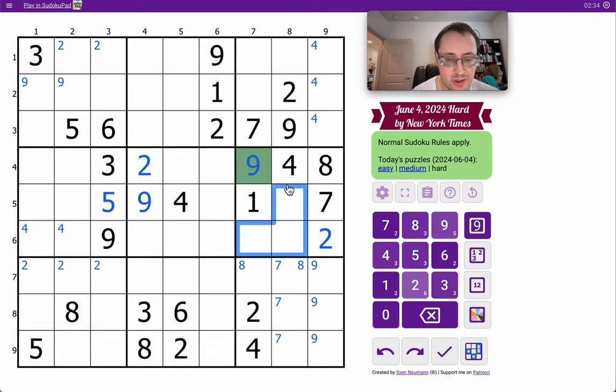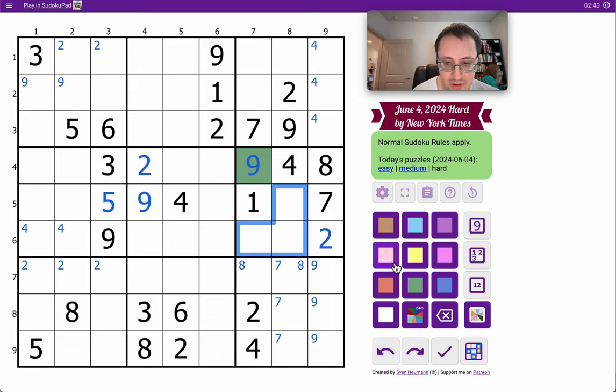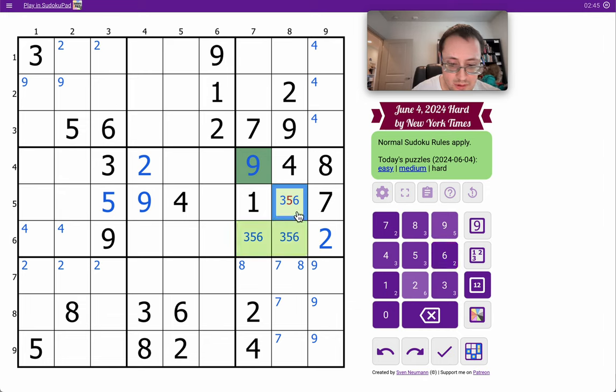And box 6 needs 3, 5, and 6. And row 5, I need 2, 3, 6, and 8. That's only 3, 6, 8. This can't be 3, or 8. This also can't be 3. And that's not helpful. 1, 2, 4, 7, 9. Okay, column 7 also ends up as 3, 5, 6, 8. Interesting.